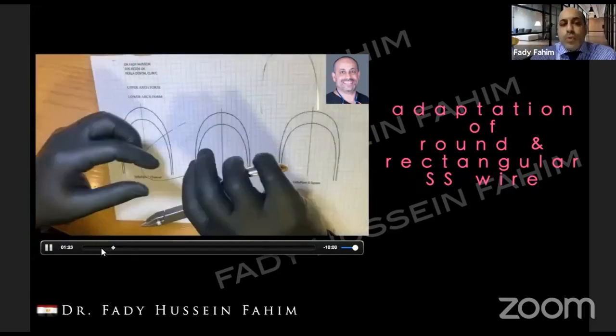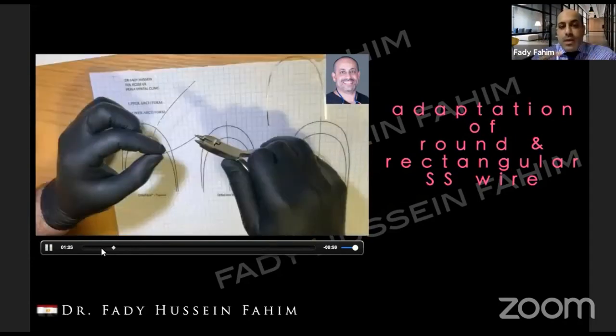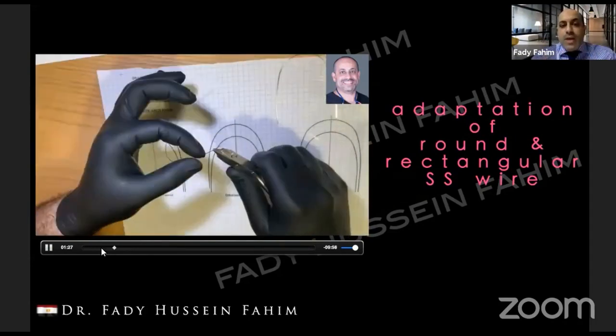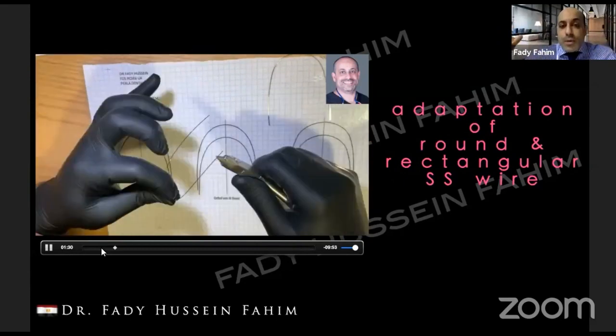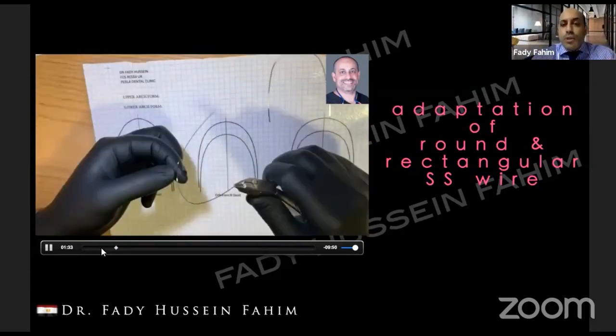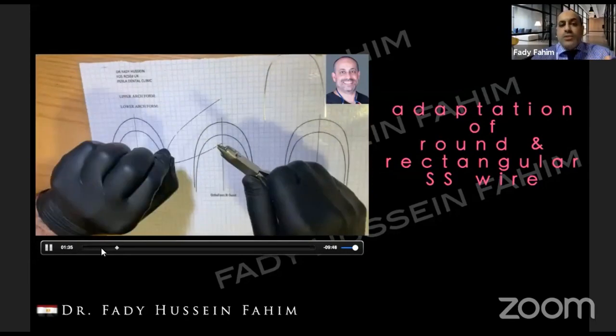You have the upper one. But the other way around is more difficult, because narrowing a wide upper arch to fit the lower arch will take much more time. You can do it, of course, but it will take much more time.